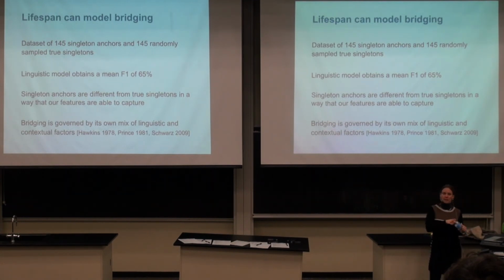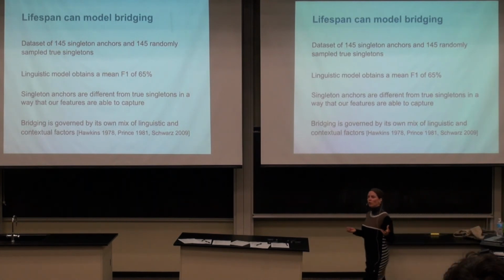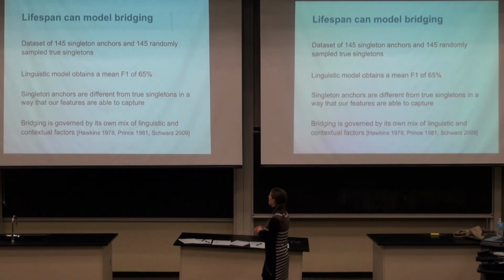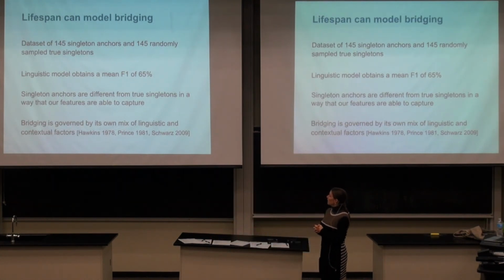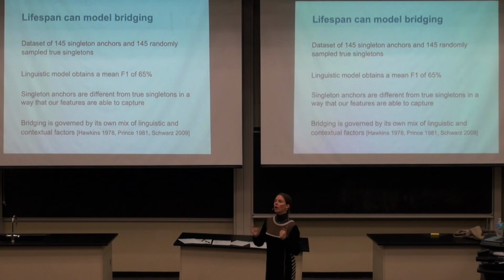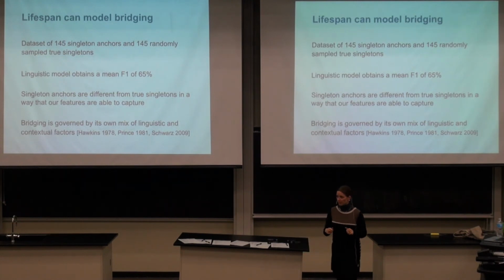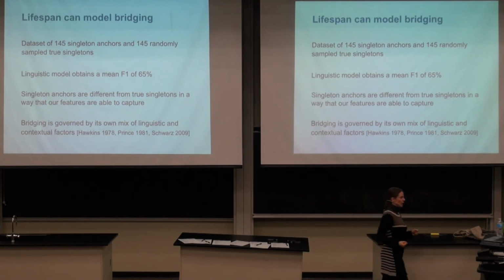Of course, that's not to say that this is the best model for bridging, right? Because bridging has been studied, and you have some linguistic and contextual factors that do allow bridging, which we are not taking into account here. But we just wanted to see whether this model, that's supposed to give you the prediction of the lifespan of something, can identify mentions that are going to be the anchor of a bridging.